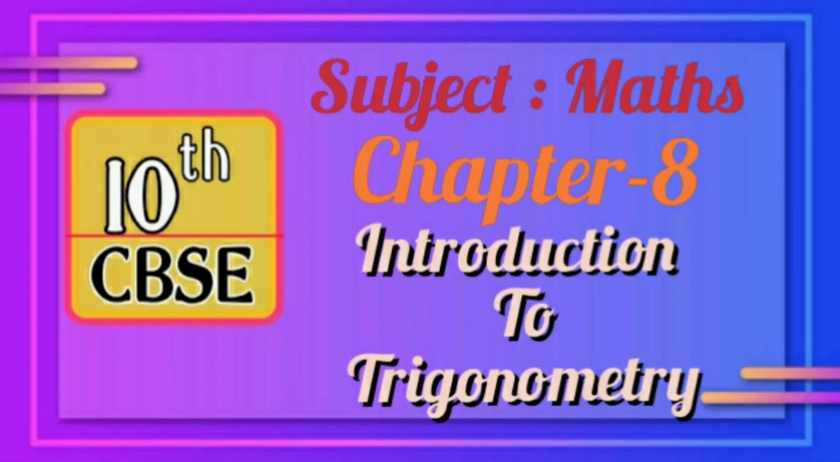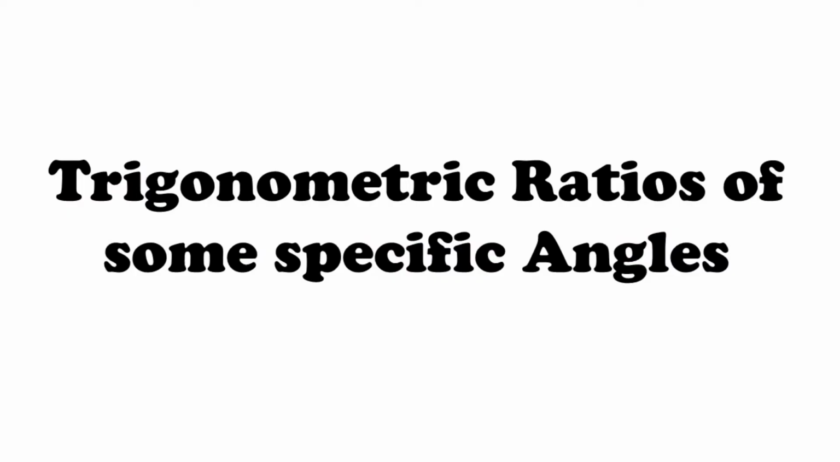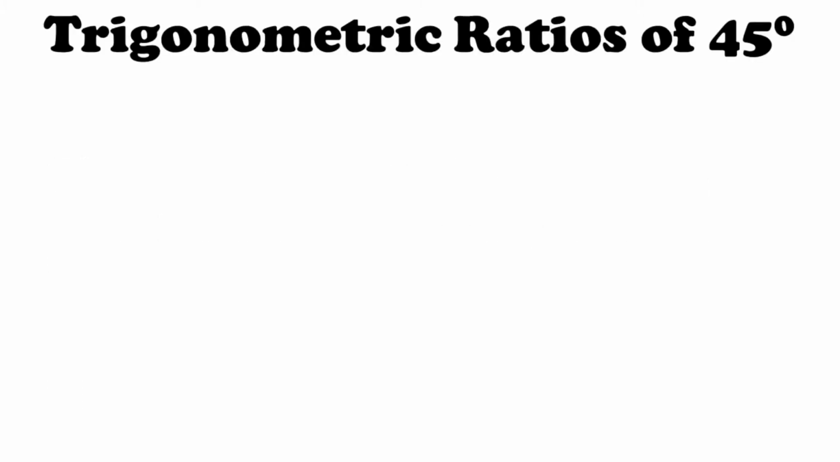Namaste students. In this video we are going to see trigonometric ratios of some specific angles. Now let us find values of some trigonometric ratios. In particular, now we see trigonometric ratios of 45 degree. For that, I am going to consider a right triangle.